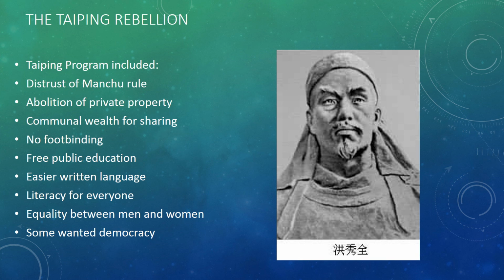equality more equal, like public education and an easier written language, which is once again going to bridge cultural groups there. They also wanted literacy for everyone, once again tying back to education, and there was designed to be equality between men and women, and even some went as far as to preach the benefits of democracy.